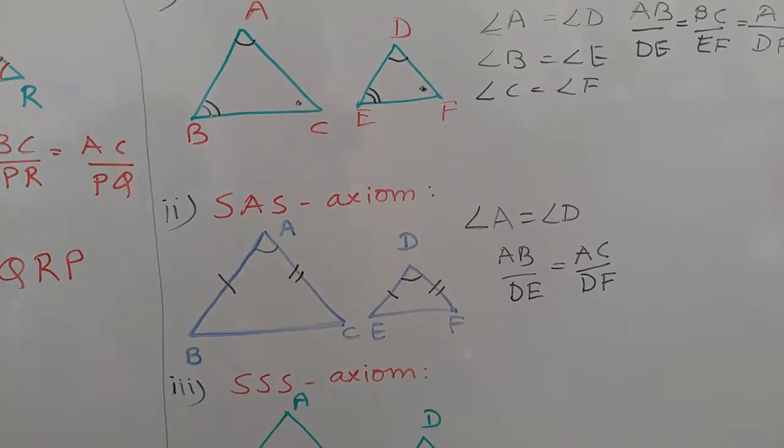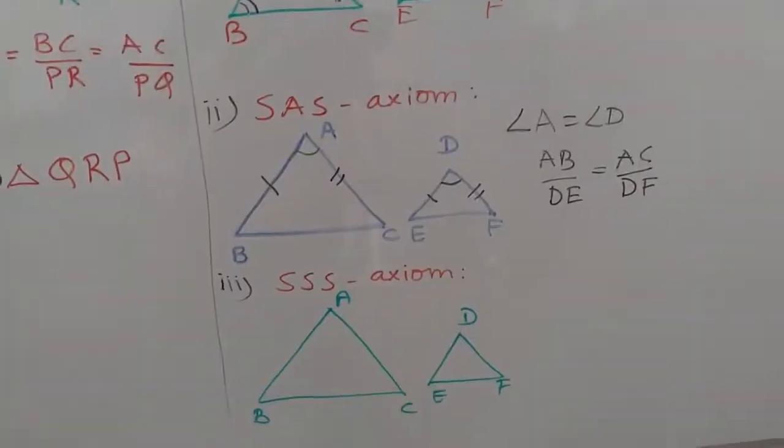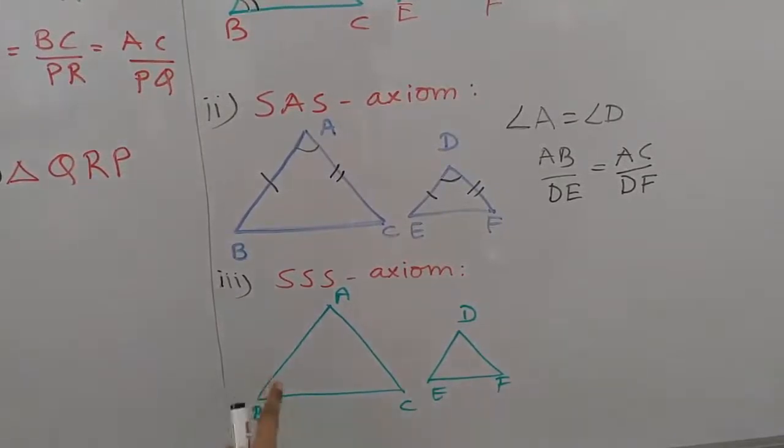Now the third axiom, that is the SSS axiom of similarity. So here two triangles, you can see triangle ABC and triangle DEF.